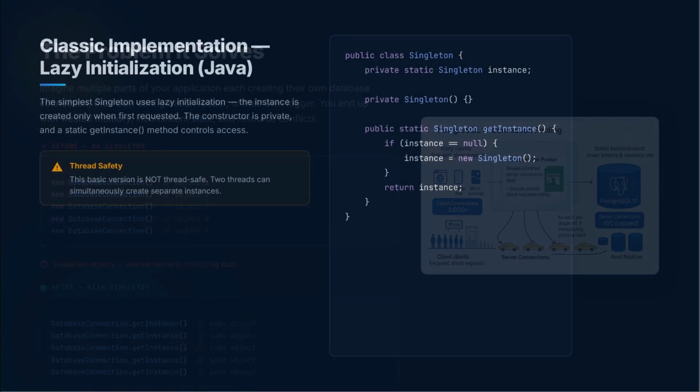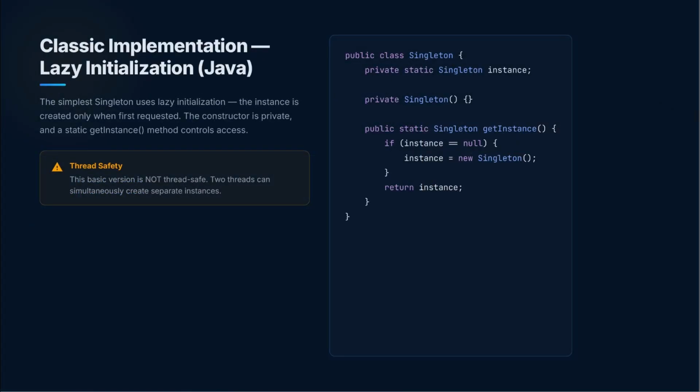Let's walk through the classic lazy initialization implementation line by line. First, we declare a private static variable called instance. This holds our single object and starts as null. Next, we make the constructor private. This is the key enforcement mechanism that prevents any external code from calling new Singleton. Then we have the public static getInstance method, which is the global access point.